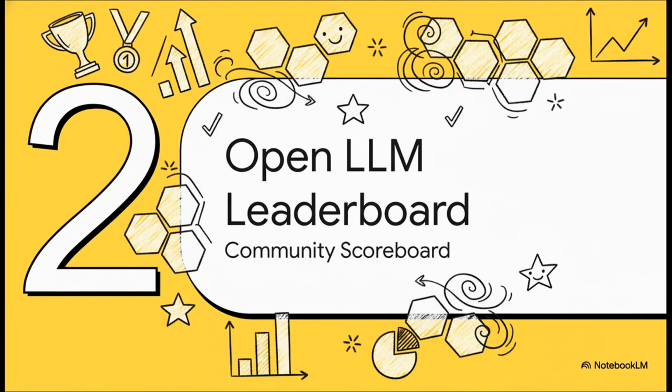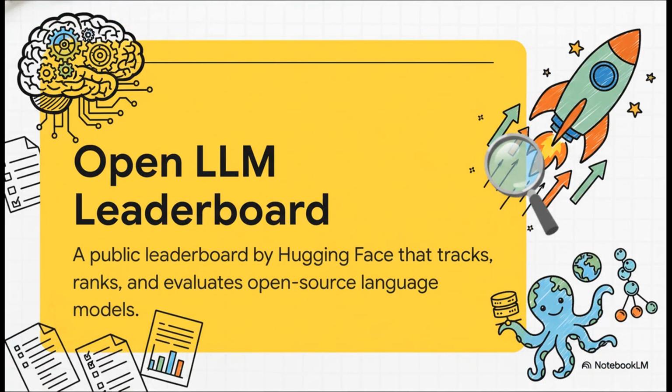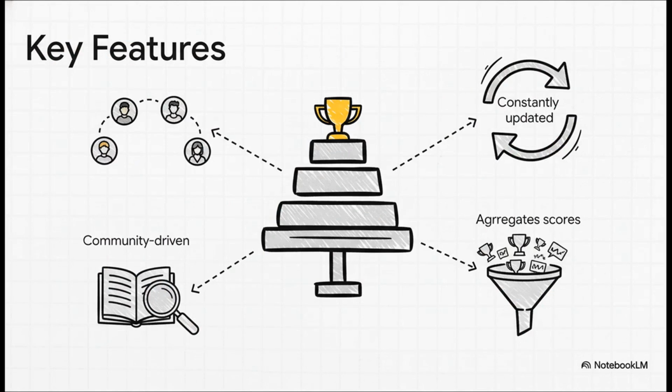Okay, let's move on to the next one, which has a totally different vibe. This is the Open LLM Leaderboard, and I kind of think of it as the community's public scoreboard for AI. This leaderboard is run by a company called Hugging Face, which, if you don't know, is basically the GitHub for the entire AI community. It's a public, constantly running competition that tracks and ranks all the big open-source language models out there.